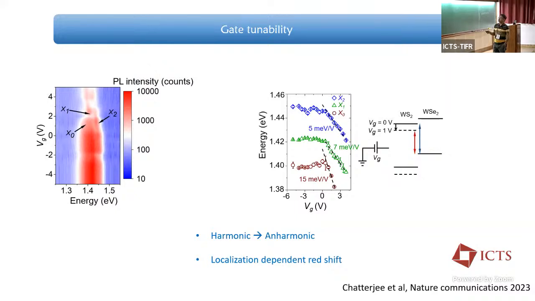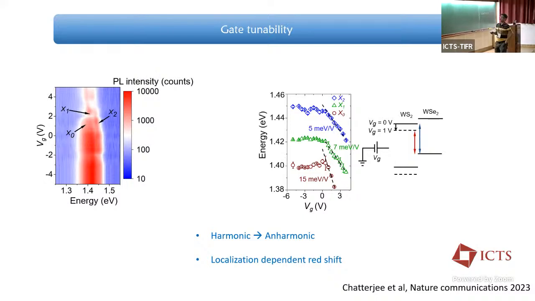Compared to that, the middle one is about 7 millielectron volt per volt, and this one is about 5 millielectron volt per volt. So the rate at which the shift is happening is fastest for the X naught. Now, this makes the system significantly different.